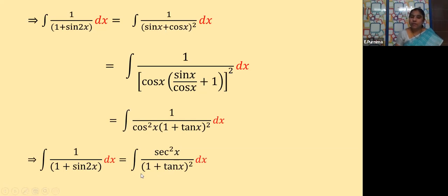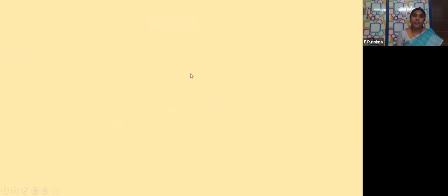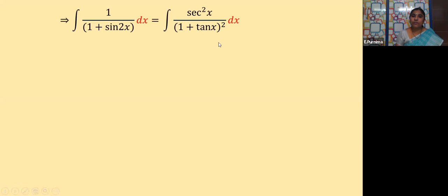Now do you remember this term, children? Same thing what we did in the previous sum. There it was cube: secant square x by (1 plus tan x) whole cube. Same sum, children, no difference. Only the power differs. There we had a cube and here we have a square. And the solution part is the same from here onwards. So this is the term that we have, children.